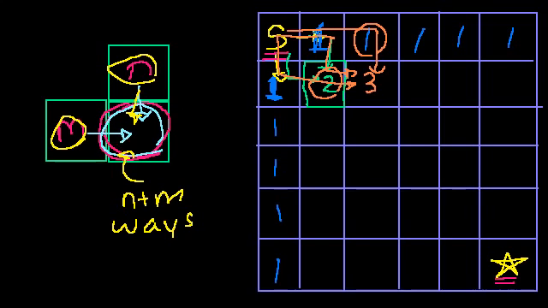So let's just fill out this box. This one's going to be 1 plus 2 is 3 as well. Let's fill out, let me switch colors just to make it interesting. This was 1 plus 3 is 4. 3 plus 3 is 6. 3 plus 1 is 4.